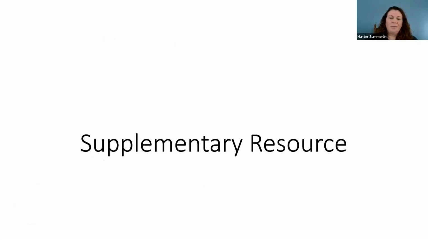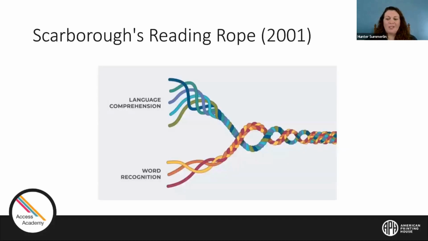So that's an example of modifying the content and tailoring the instruction to meet the unique Braille literacy needs of your student. Let's talk about some supplementary resources.